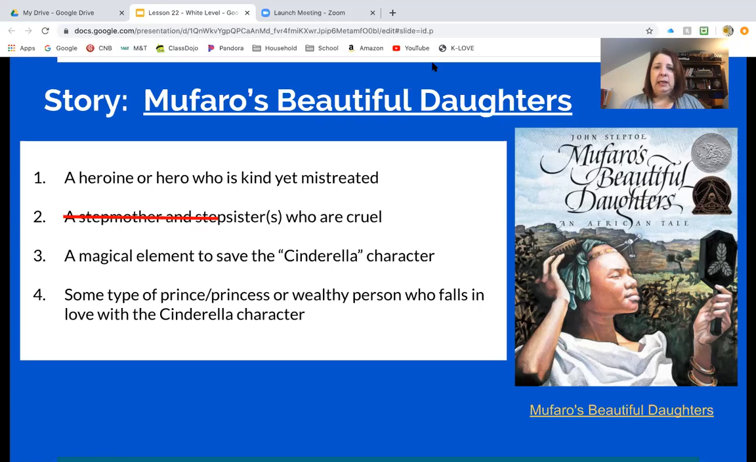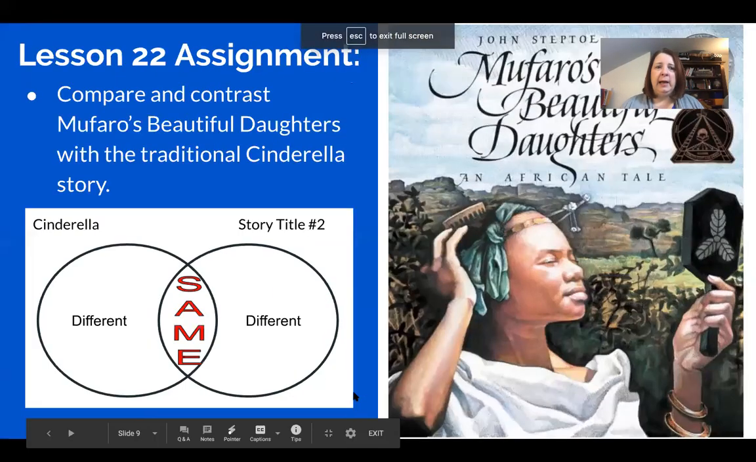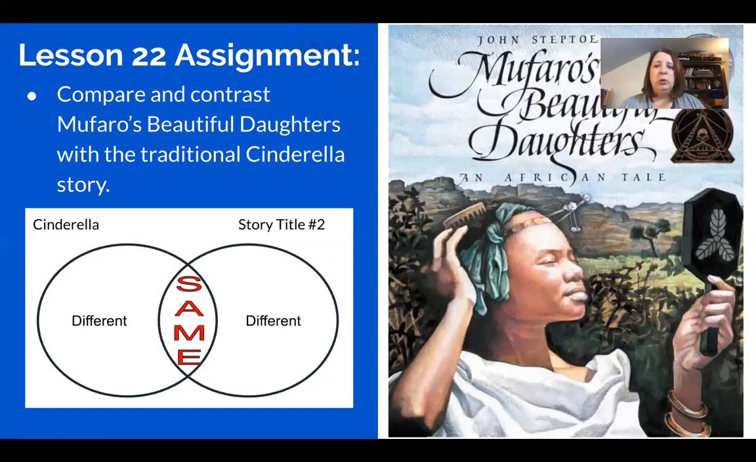And just like the rough-faced girl, with this particular story, we're going to look at today, comparing and contrasting this Mufaro's Beautiful Daughters with the classic Cinderella story. So this is Tuesday, and this is your assignment for today. And again, remember, you can listen to the stories again. You can rewind it and listen to it again, because I know that you're not seeing the words. And then you can do the assignment then.